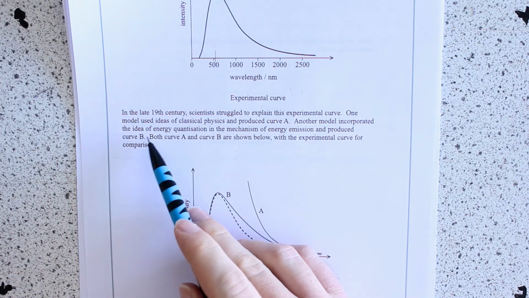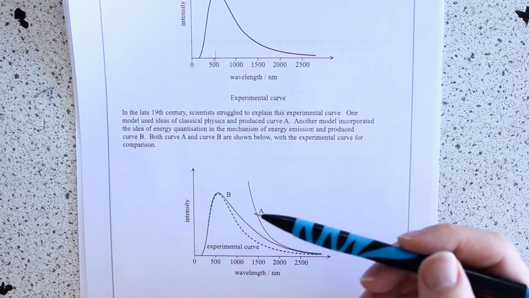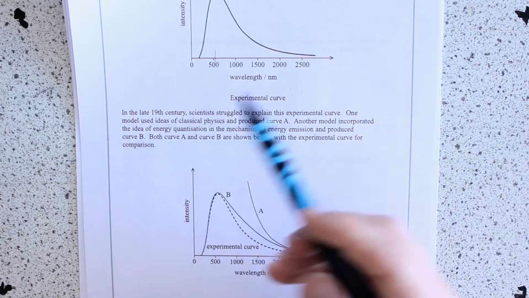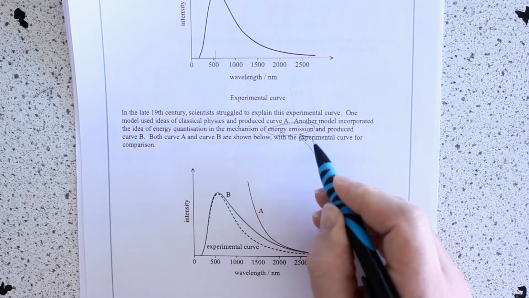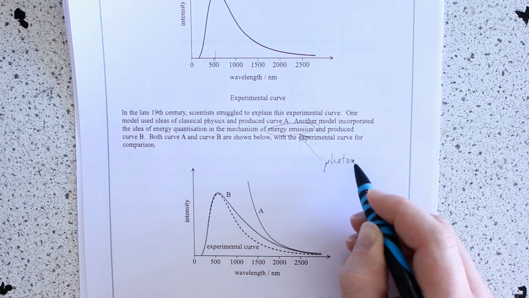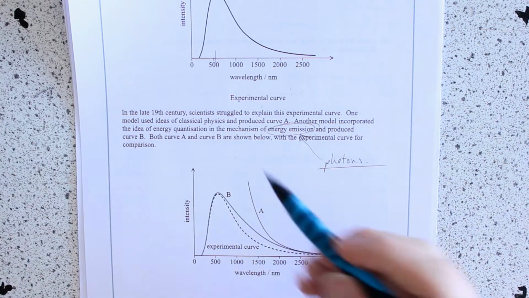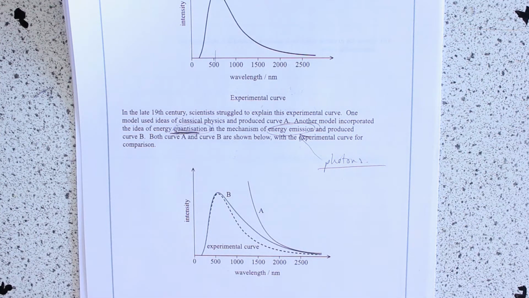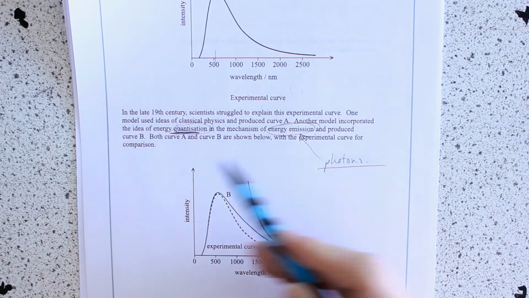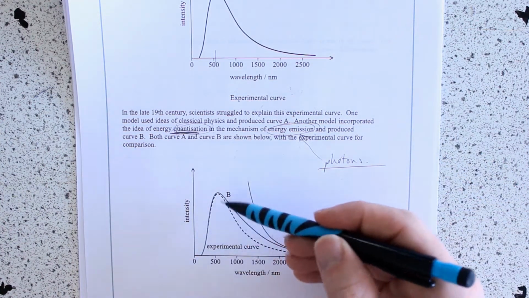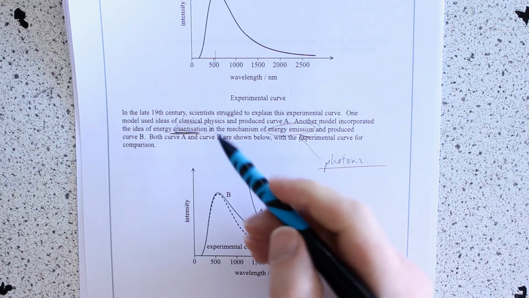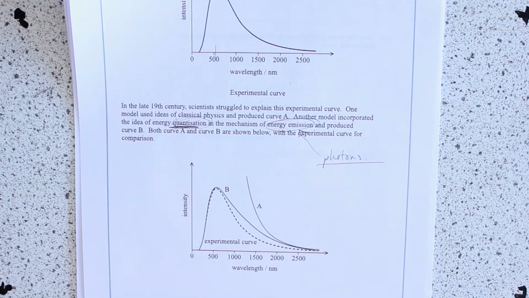Now, a second model quantized the experiment essentially. So it included the idea of energy quantization, the mechanism of the energy emission, and produced curve B. What is the energy emission for this radiator? Well, the energy emission is the emission of photons, which is your first clue. Both curve A and curve B are shown below the experimental curve for comparison. So the experimental curve's there, B is the quantized model, and A is the classical model.